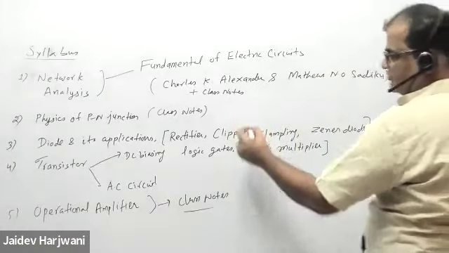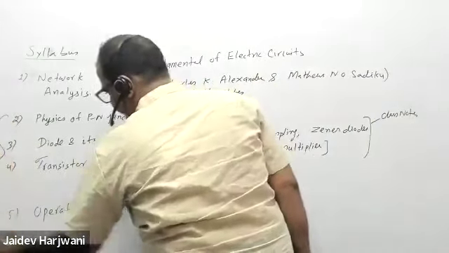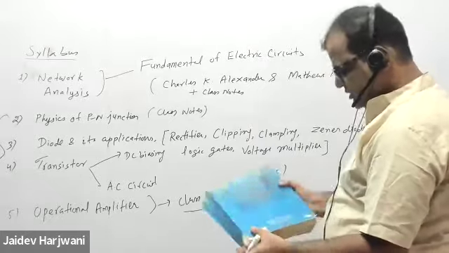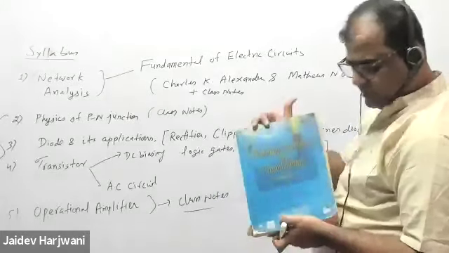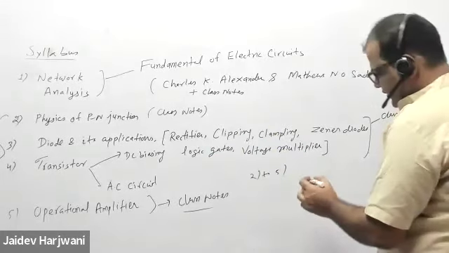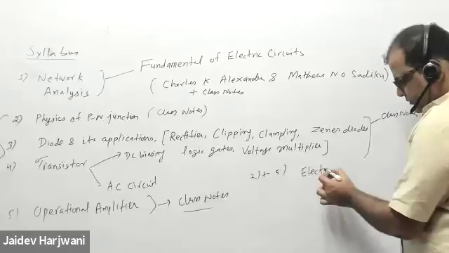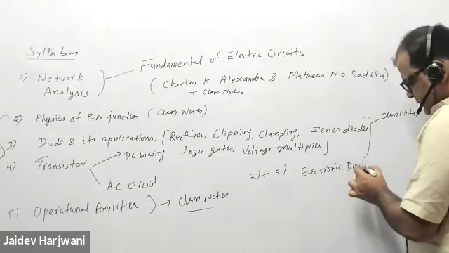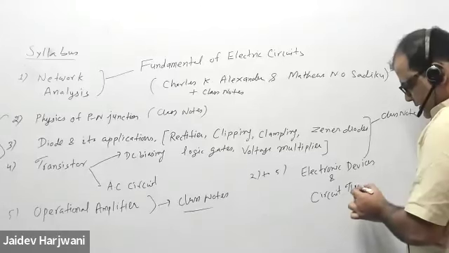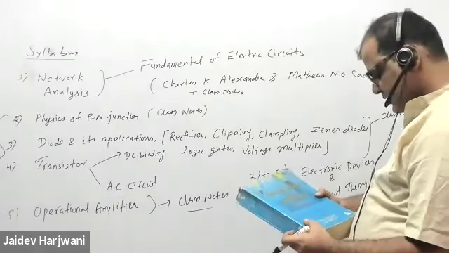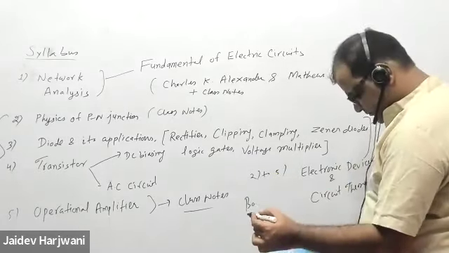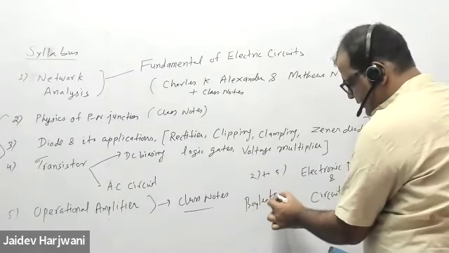for sections 2 to 5, you can have the book Electronic Devices and Circuit Theory by Boylestad, famously known as Robert Boylestad. So I'm writing only Boylestad.